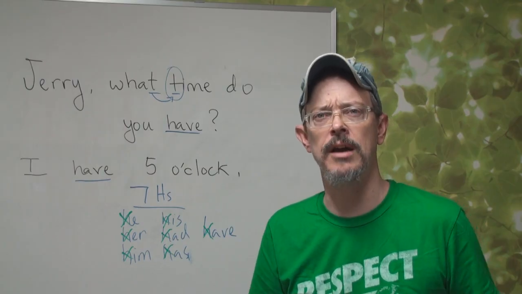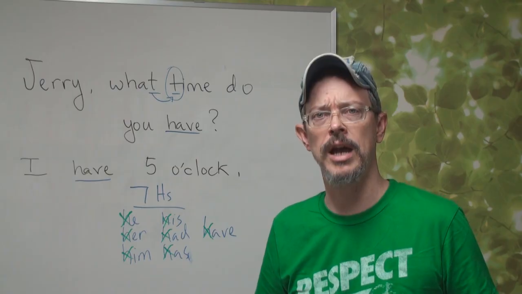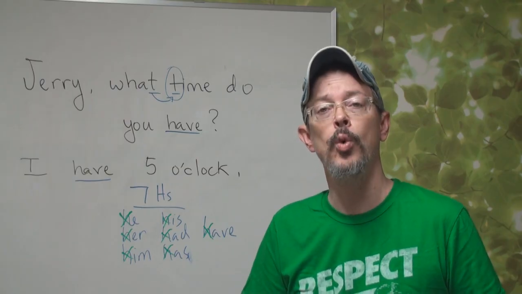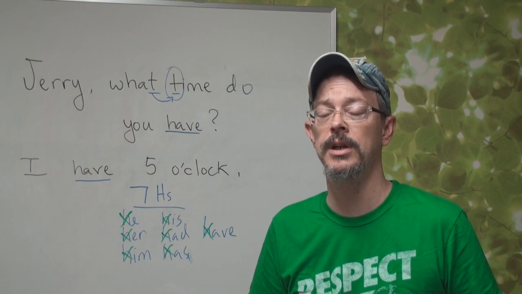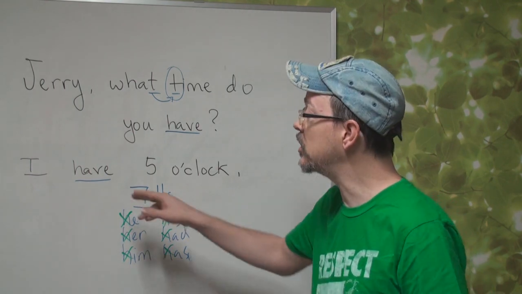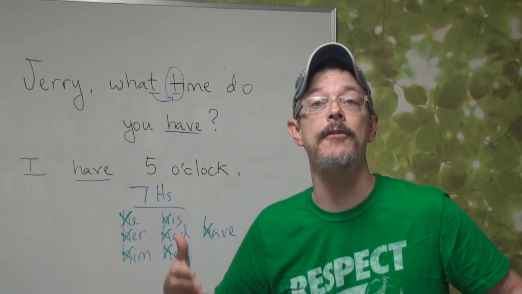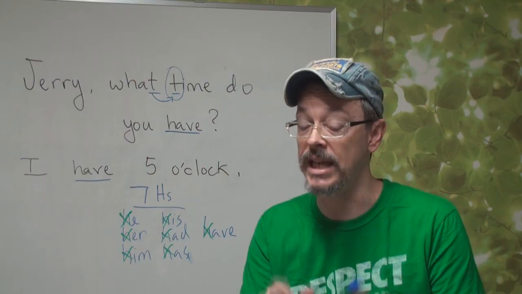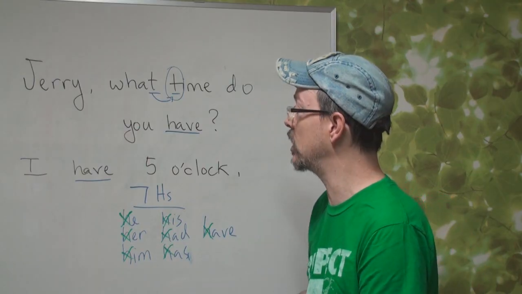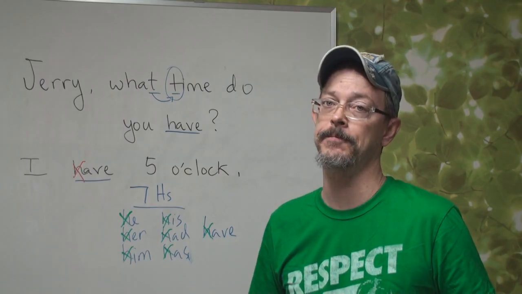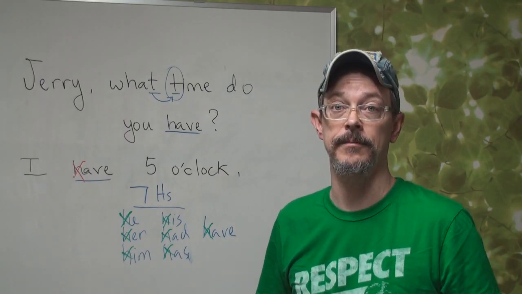Jerry, what time do you have? When we say it slow, Jerry, what time do you have? And then Jerry says, I have 5 o'clock. And if we say it quickly once again, we can get rid of the H sound. I have 5 o'clock. I have 5 o'clock.